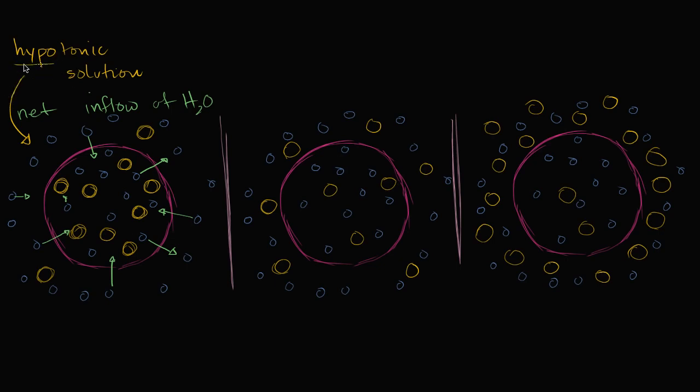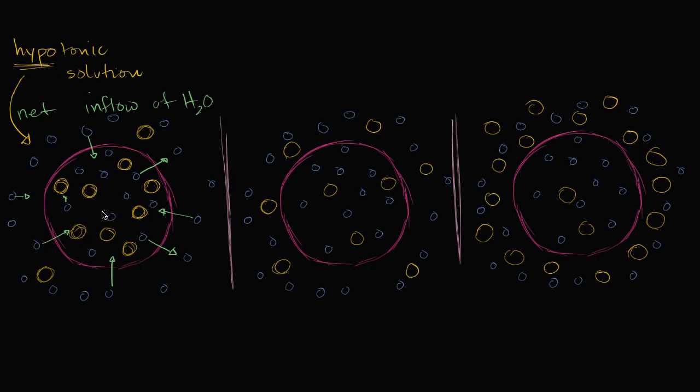And the word hypo, you might have seen it in other things, it's a prefix that means less of something. So in this case, we have a lower concentration of solute in the solution than we have inside of the cell. And because of that, you're going to have osmosis. You're going to have water molecules going from the outside to the inside.